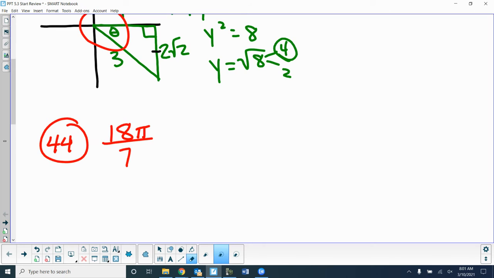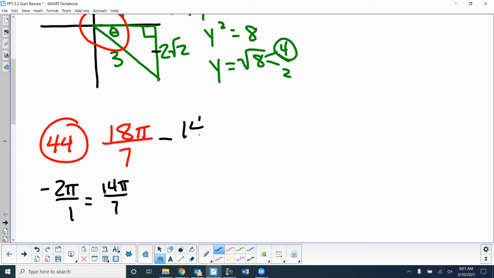All right. So that's bigger than 2 pi, right? So I'm going to subtract 2 pi from it. I subtracted 360, right? Remember, 2 pi and 360 are the same. 2 pi over 1 is 14 pi over 7, right? Multiply by 7, both of them. So I'm going to subtract 14 pi over 7 to get it to be smaller, which would be 4 pi over 7, right?